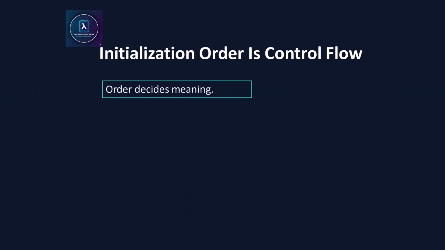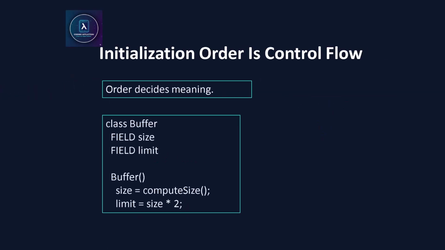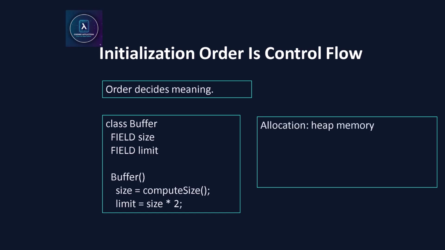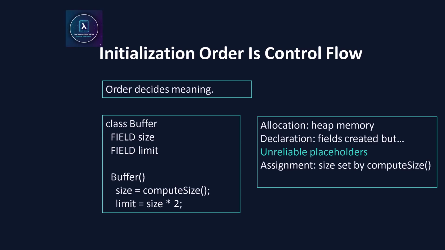Initialization has order, whether you acknowledge it or not. Fields are set in sequence. Defaults apply before assignments. Constructors run after some values exist. Not all. If one value depends on another that isn't ready yet, the result is locked in permanently. The CPU does not infer intent. It executes instructions in order. Initialization order is control flow, without if statements or loops to make it obvious.